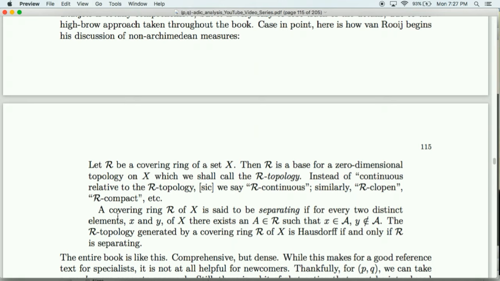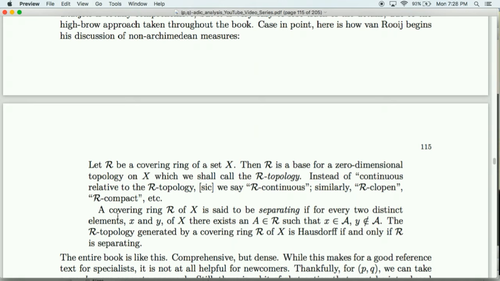So, continuing: "A covering ring R of X is said to be separating if, for every two distinct elements x and y of X, there exists an A in R such that x is in A and y is not in A. The R topology generated by a covering ring R of X is Hausdorff if and only if R is separating." Yes, for the record, the entire book is like this.